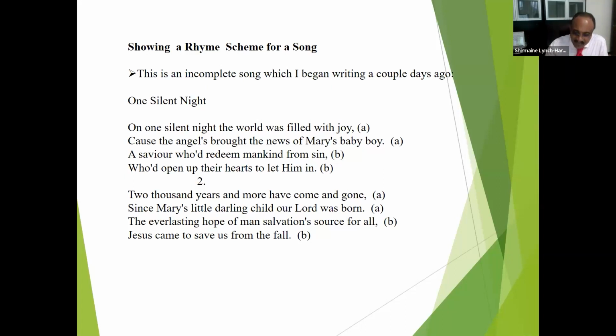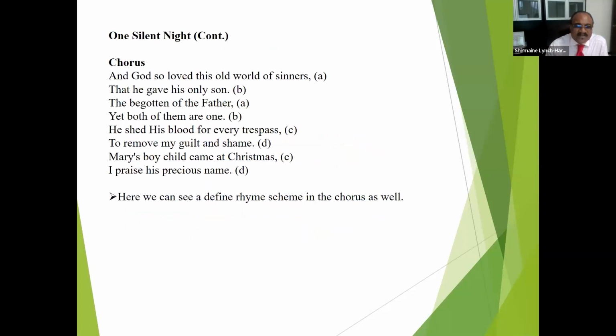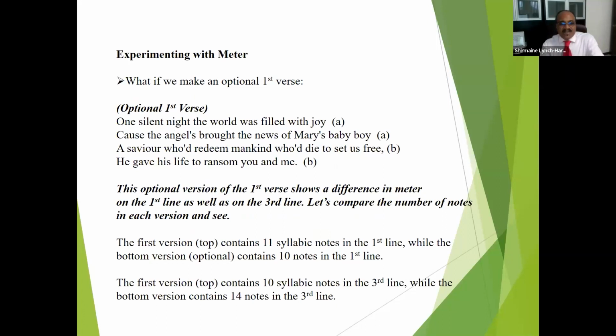So 11 counts in a meter. All right. We have 11 counts in a meter. That's in the first version. Have 11 syllabic notes in the first line. Well, the bottom version now, which is this one here, has 10, all right? Because we take out the word on, right? Taking out that word on, and just starting with the word one, makes it 10. Of course, 11 minus 1 is 10.